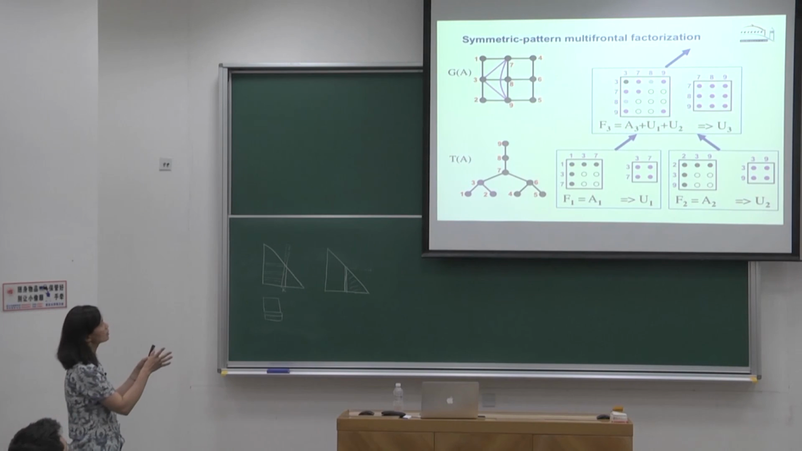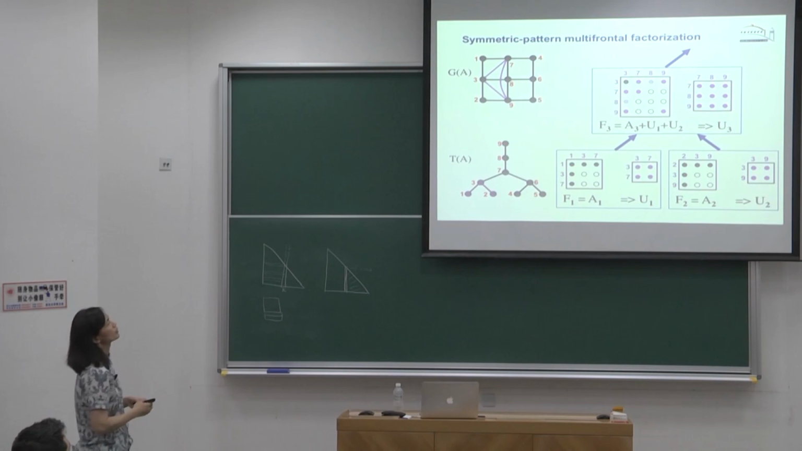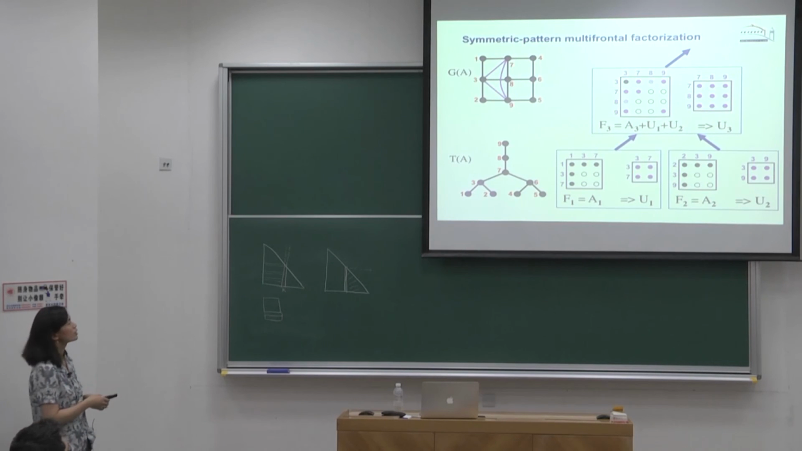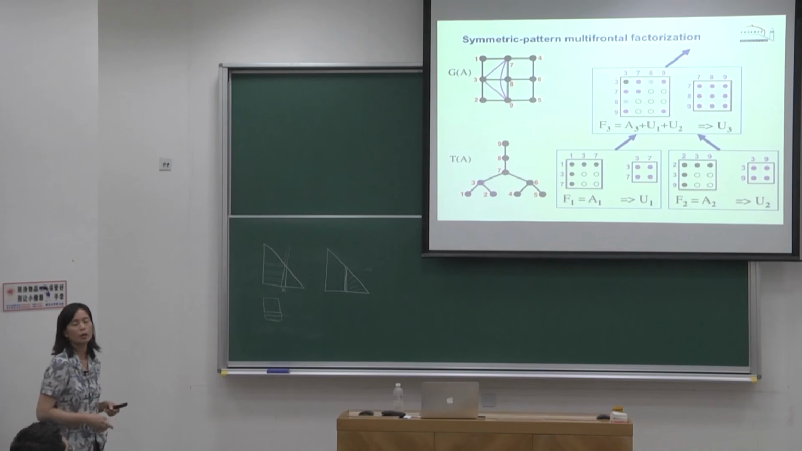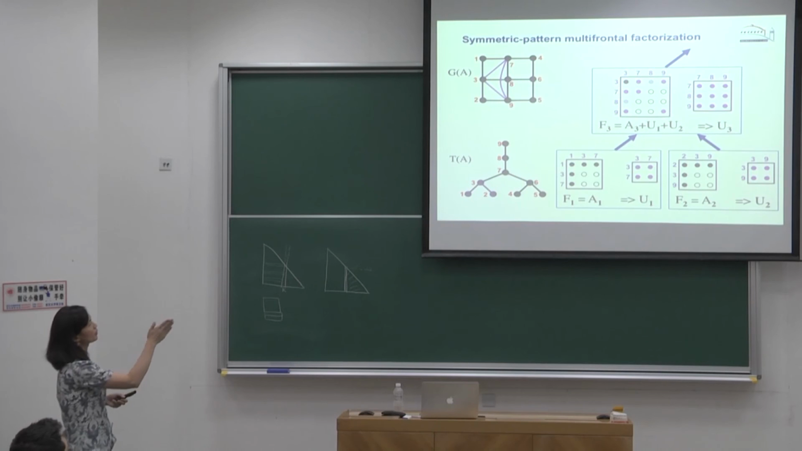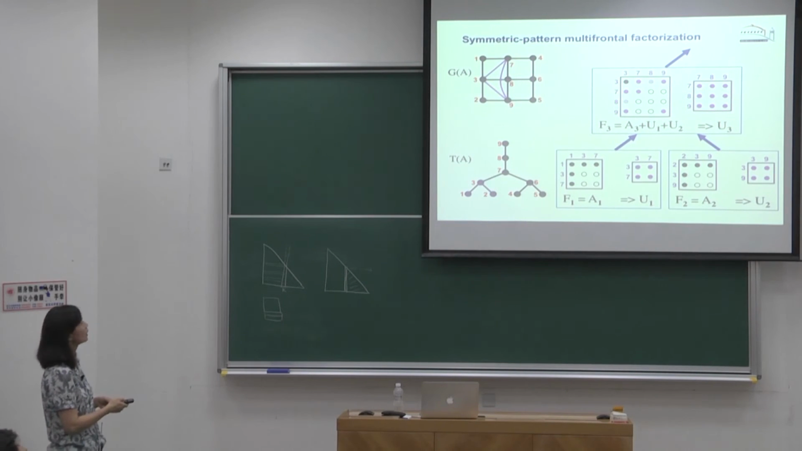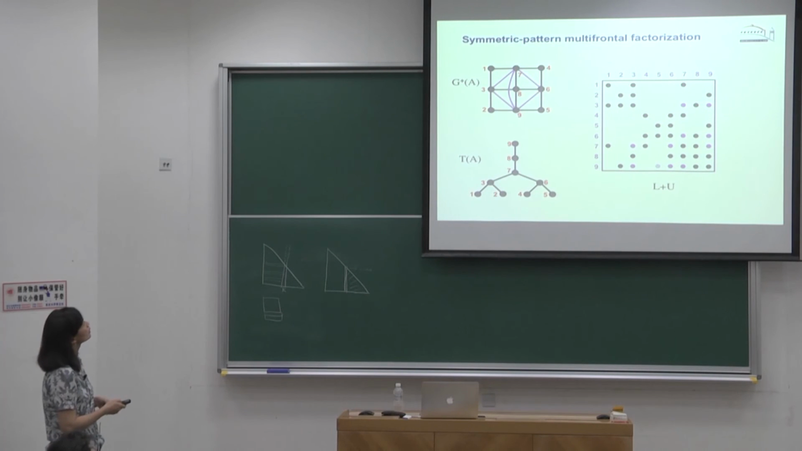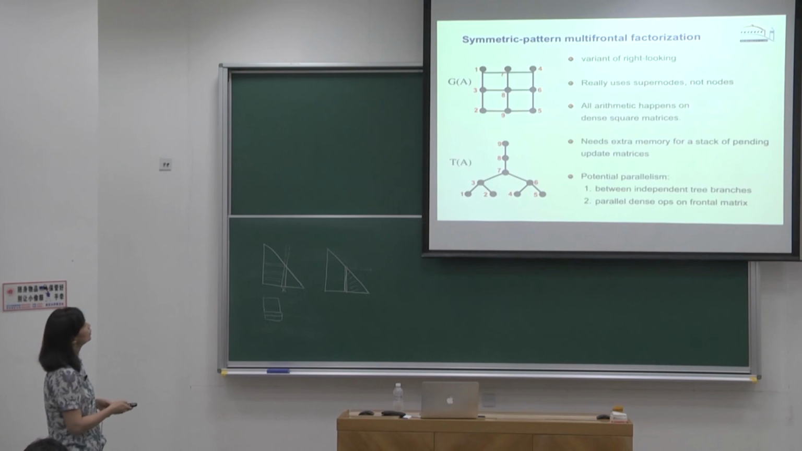After elimination, they will be pushed to the grandparent, the parent of the parent. So it just keeps going like this. It's a right-looking kind of algorithm, but it doesn't go directly to the ancestor. It goes through this path from parent to parent to parent. In the end, it passes through the ancestors. Okay. So that's at the end, that's your factor with all the fill.